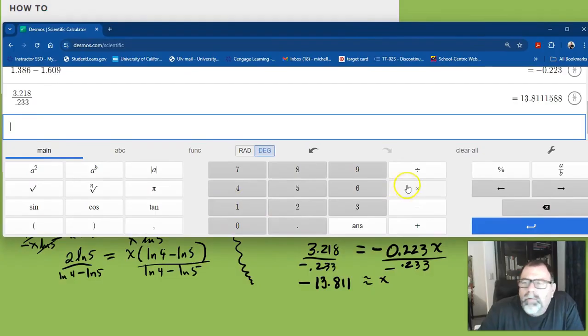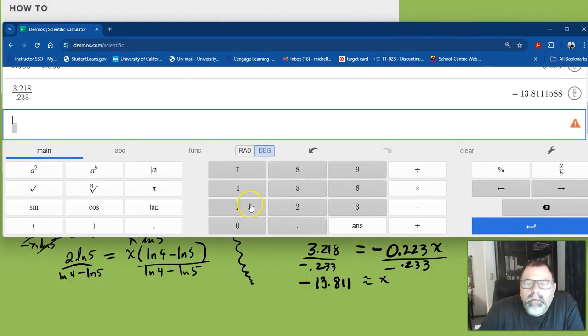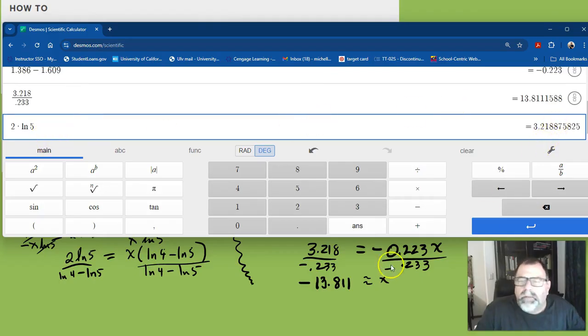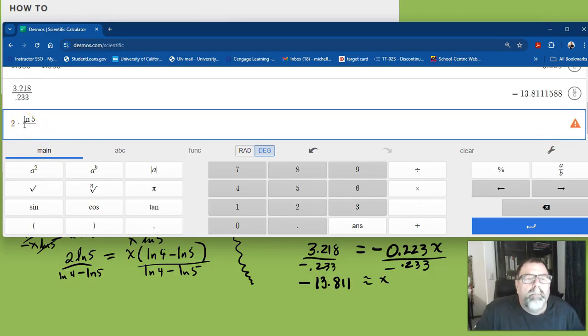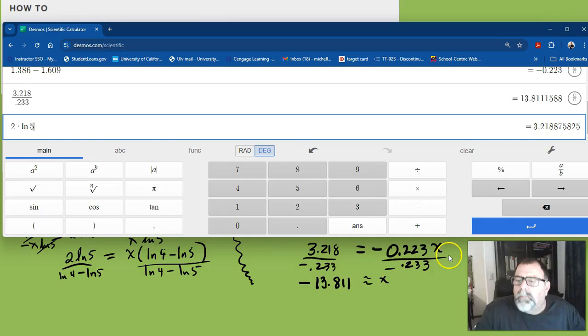Okay, so I'm going to do, let's see, 2 times ln of 5. I can just type ln 5 divided by... too bad I didn't, here, let's see. See, that's the 3.218, and you can see it would round to 19. So that's why, if you want it to be accurate to 3 places, you need to round this to more places in the beginning.